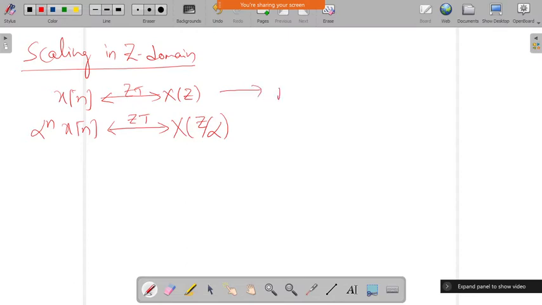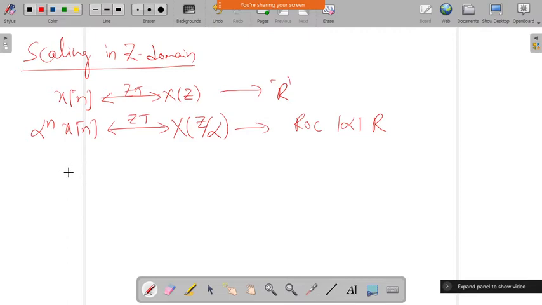Now if we have the ROC R, whenever it is scaling in the Z domain, the ROC will be alpha times R. So whatever the scaling factor in the time domain, the ROC will be alpha times the ROC that was there earlier. Now we are going to prove this.